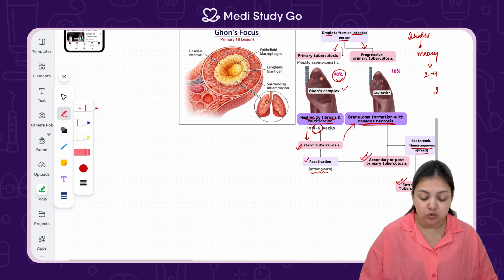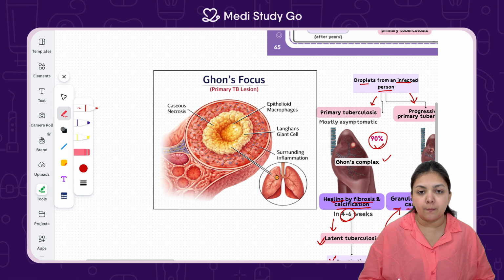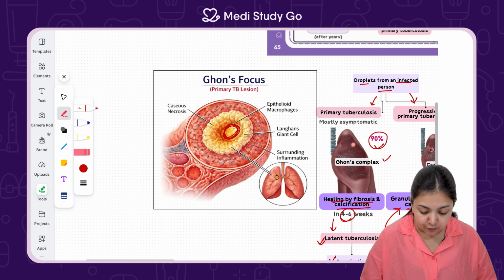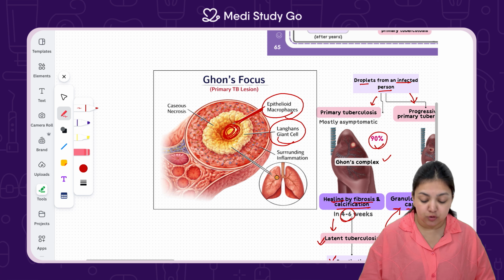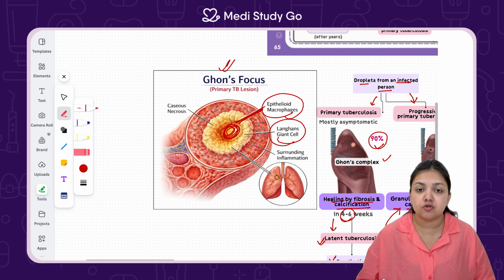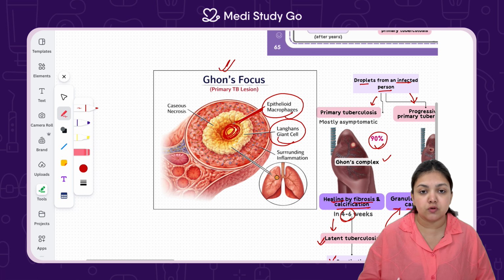Now, coming on to what Ghon's focus or Ghon's complex is. In the Ghon's complex, it is basically a lesion which contains the bacilli. Now, upon reactivation or any specific trigger like an immunocompromised state, etc., this Ghon's complex can burst and lead to a central caseous necrosis followed by epithelioid macrophages on the side and Langerhans giant cells. This leads to the formation of Ghon's focus, which contains necrosing nature in the center of the lesion. This leads to cavity formation in the tissue and the organ of the lungs. So this is a more debilitating situation where the lung tissue is actually being destroyed. And this feature is characteristic for the presence of tuberculosis.